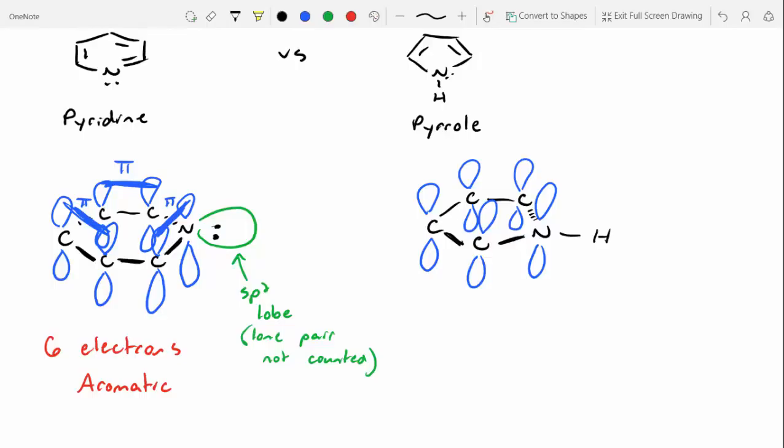It's going to be planar, which means that our lone pair electrons are going to be located in this p orbital sticking straight up and down, right? Because the hydrogen over here is occupying the sp2 lobe. So if we look at this, there's a pi bond back here. That's 2 electrons. A pi bond right here, that's 2 electrons. And then we've got the 2 electrons in that p orbital coming off of nitrogen. So again, we've got 6 total electrons in our p orbital system.